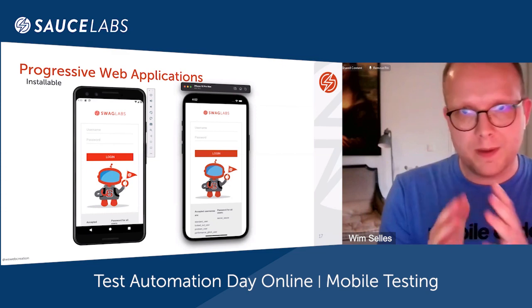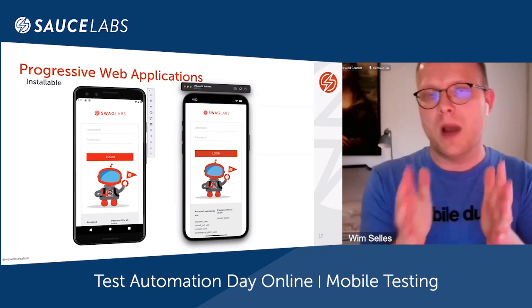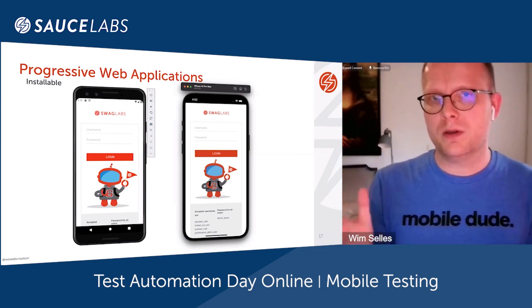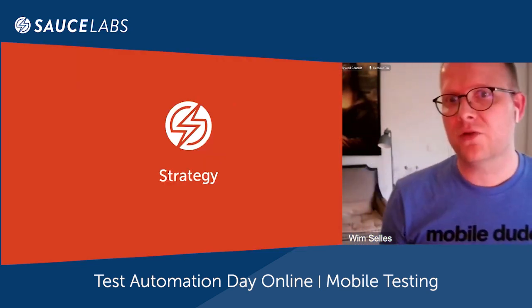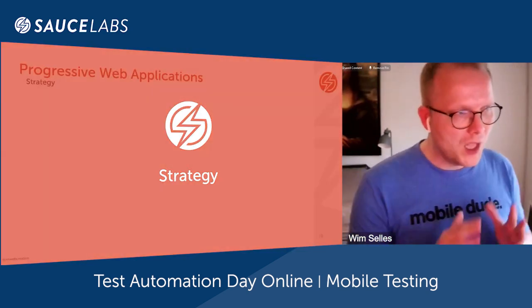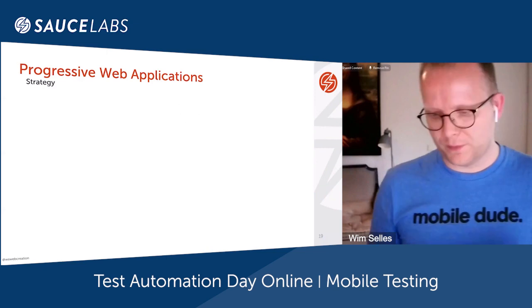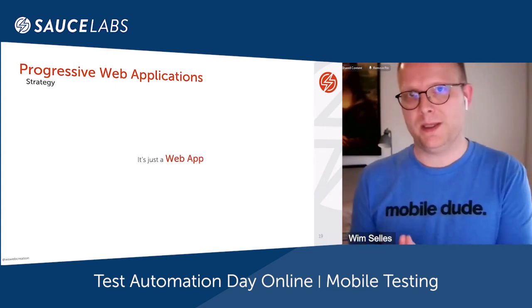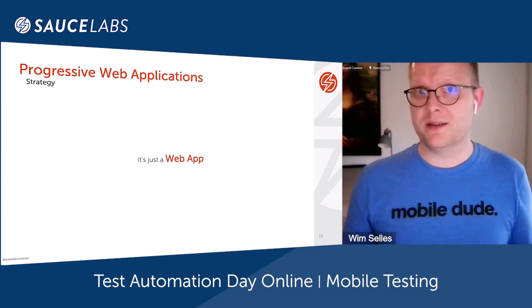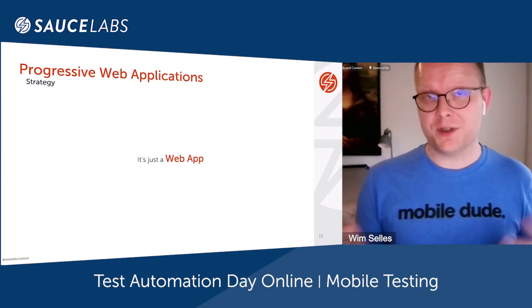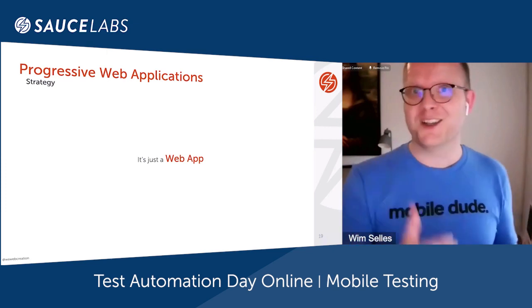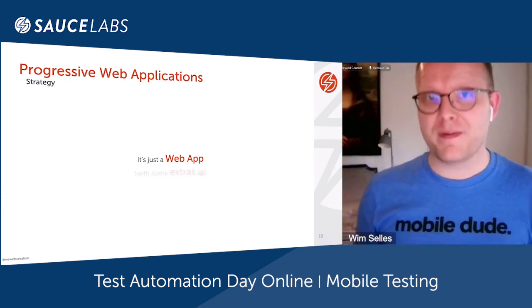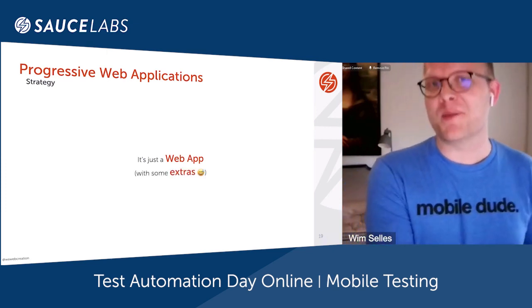So if we think about what we could do, how could we test a PWA? What are the differences? Let's take a look at that strategy that we can use. First of all, we need to think about the following. A PWA, it's just a web application. It's just a website. So if you already have a strategy for testing a responsive website, just use that. But be aware of the fact that PWA comes with some extras.